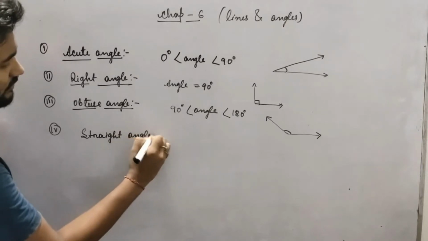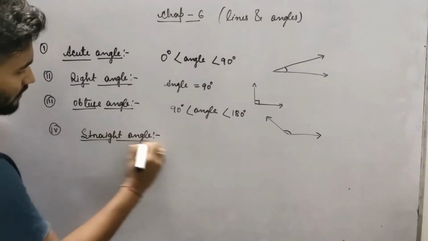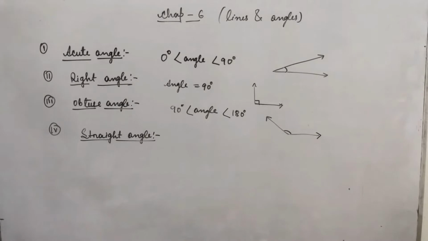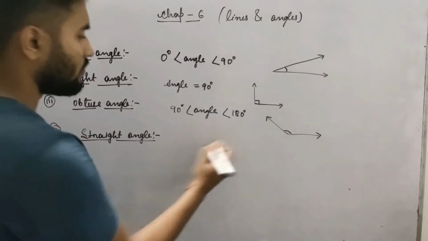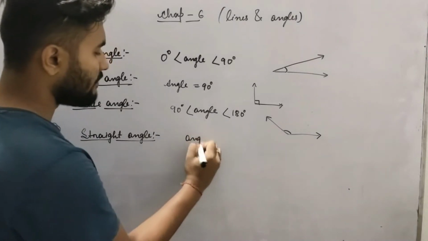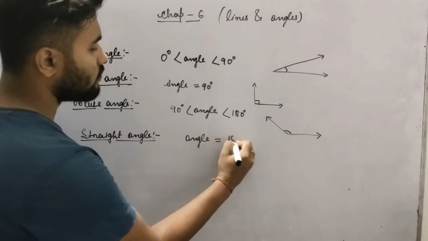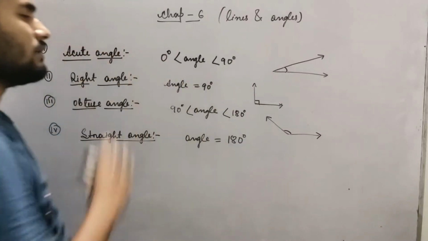Straight angle. Number 4th is what? Straight angle. Now very simple. Already what I said. Angle will be what? Angle will be equal to 180 degree.